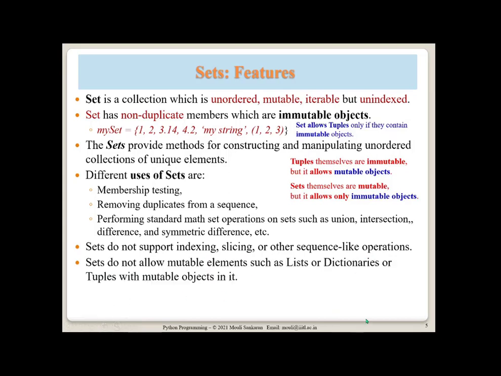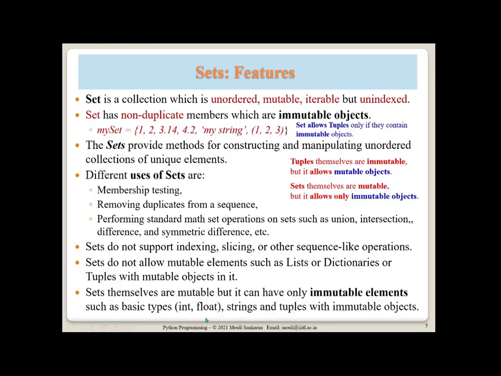Sets do not allow mutable elements such as lists or dictionaries or tuples with mutable objects. So a tuple should have only immutable objects. Lists themselves are mutable, so they are not eligible candidates for having them inside a set. Sets themselves are mutable, but they can have only immutable elements. I am just telling this, such as basic types int, float, strings, and tuples with immutable objects. I am just summarizing it, though it is mentioned here.